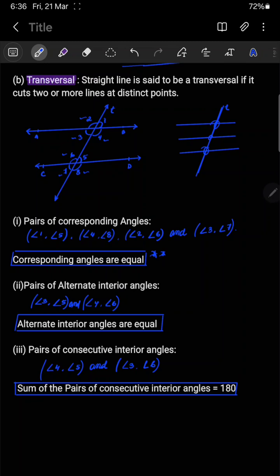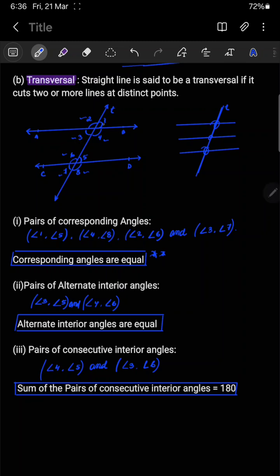Because they are the corresponding angles, and corresponding angles are always equal. Suppose angle 4 is 80 degrees, it means you can say angle 8 is also 80 degrees. Then angle 2 and angle 6 are also equal. Understand? So you have to remember the diagram.